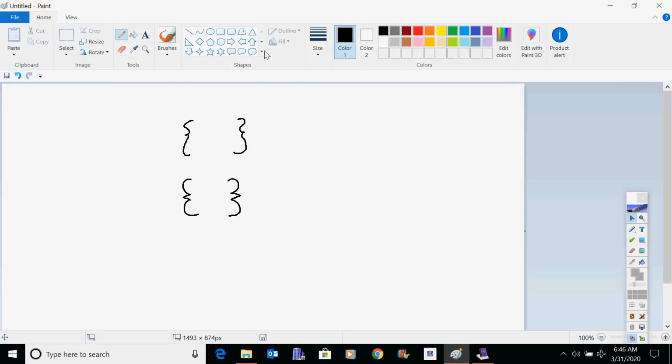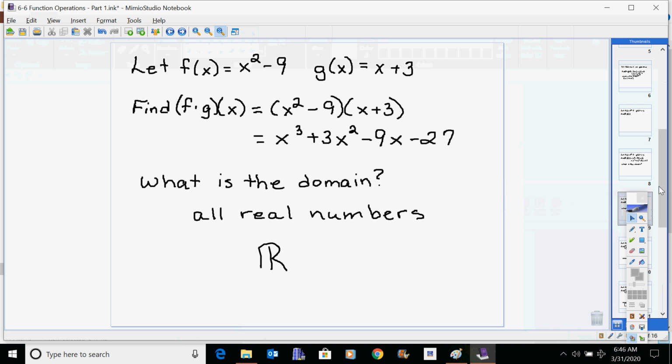The way that you write that, just in case somebody doesn't know, is you just go like this and make 2 lines and make your real number symbol like that. Okay, so all real numbers for that one.